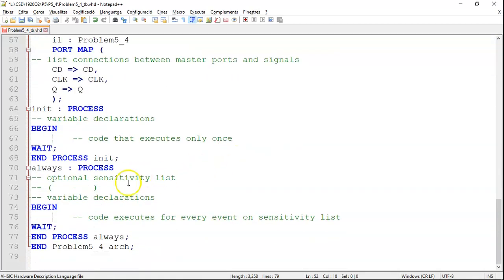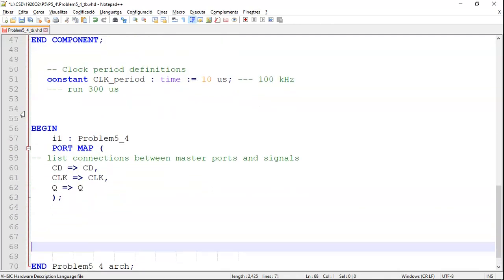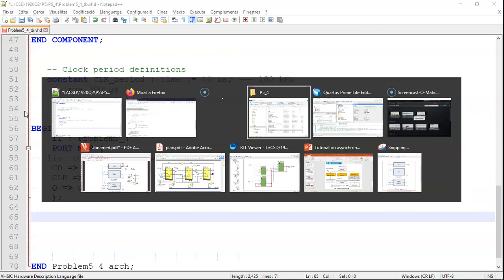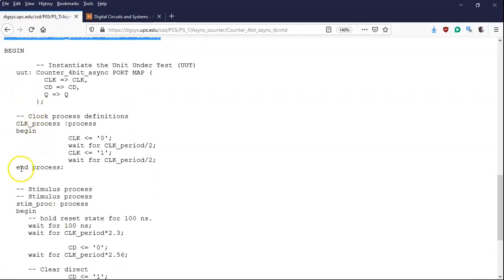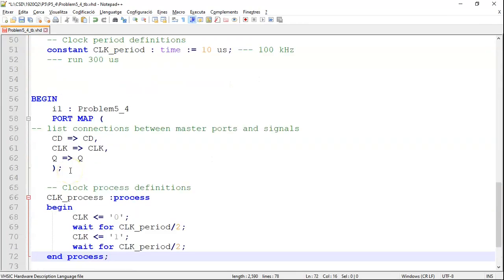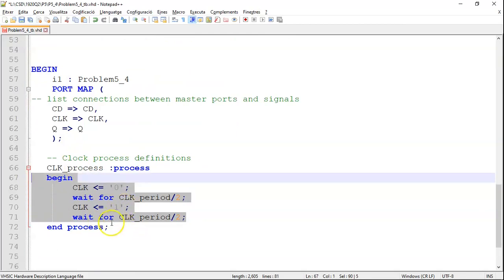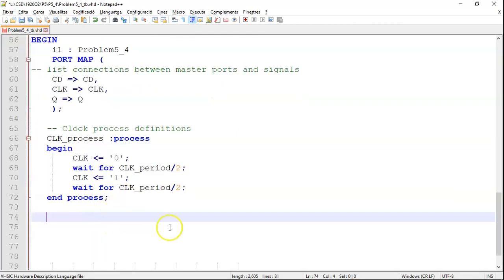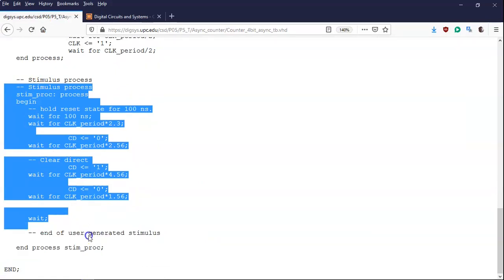So now it's time for deleting the always and the init processes and make room, as usual, for copying the activity from the stimulus process that you see here in the web, which is the clock process, Control C. On one hand, for example, a square wave, clock period half being 1 and clock period half being 0, and then the other process that you can call very well a stimulus process, as you see here.